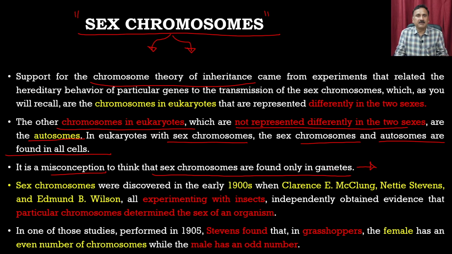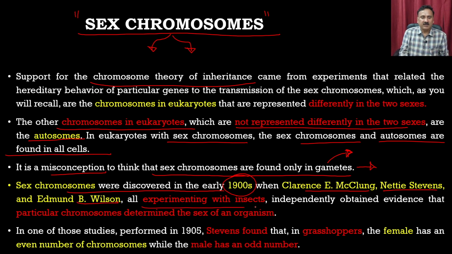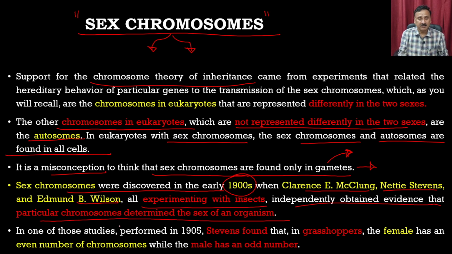Because the somatic cells only give you the tissue, it's not going to give you any kind of gametes, and only gametes can actually participate in reproduction, right? So sex chromosomes were discovered in 1900 by Caroline McClung, Nettie Stevens and Wilson, all experimenting with insects independently, and they obtained evidence that a particular chromosome determined the sex of an organism.